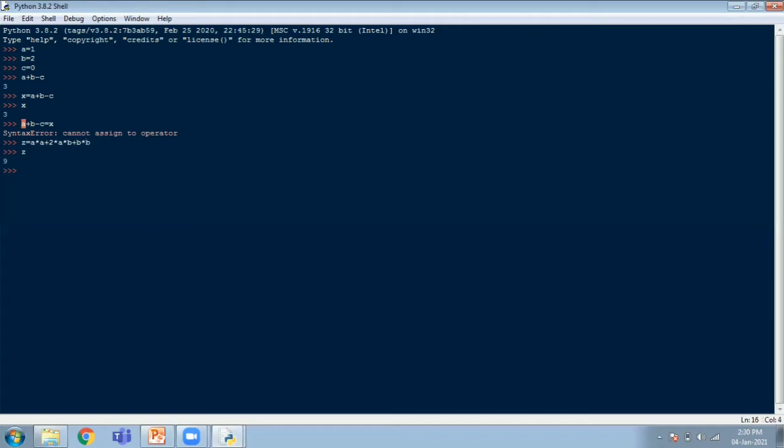Now try to print Z. Yes, 9. Your A square is 1 into 1, 1, plus 2AB is 2 into 1 into 2, so 4, and B square is 2 into 2, 4. So 1 plus 4 plus 4 is 9. Understood? So this is an example of an expression. We will learn how to use mathematical functions along with this, like calculating square, power and all, later when we do math functions. Right now we are focusing on how to give an expression. Okay, so here we have learned how to give an expression. A plus B the whole square formula is expanded and given as an expression here.